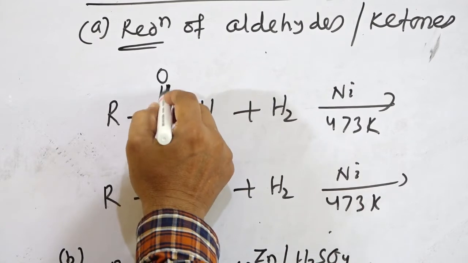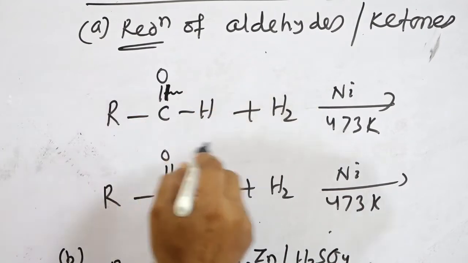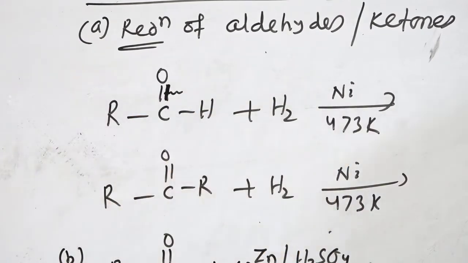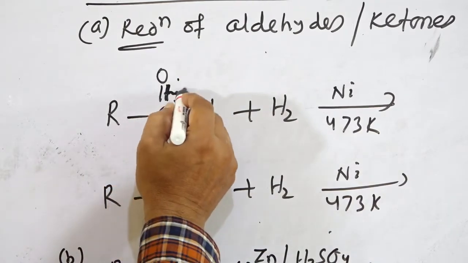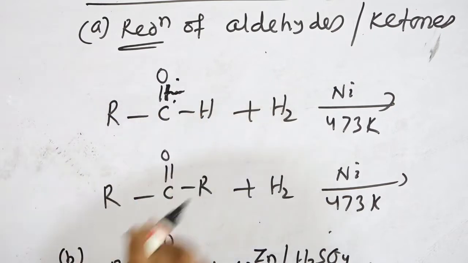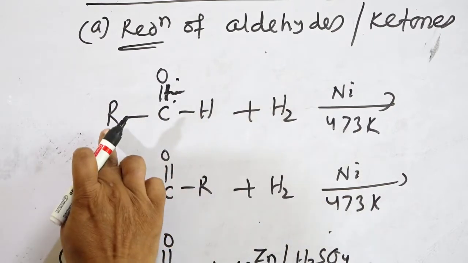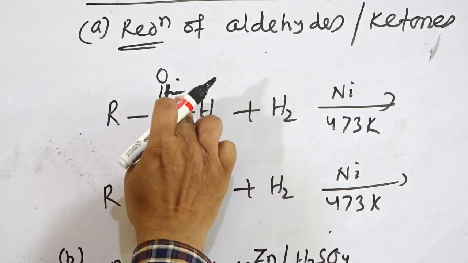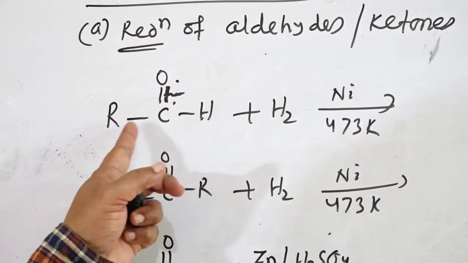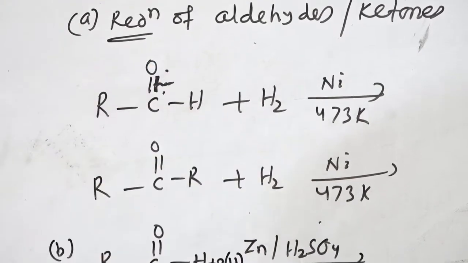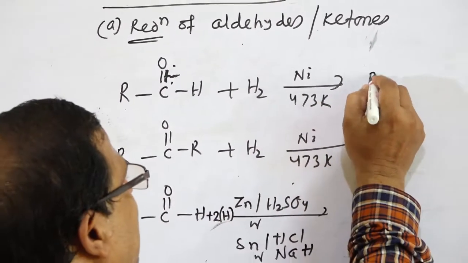So this bond will break by the addition of hydrogen. A hydrogen atom will be added to both sides, to this side and to this side. So the product will be RCH2OH. There is the formation of a primary alcohol, RCH2OH.